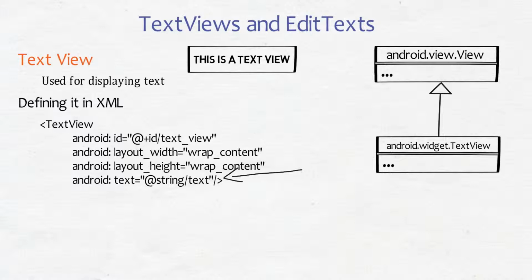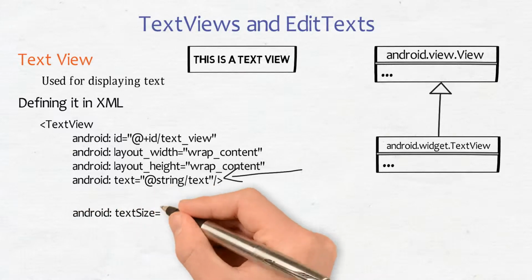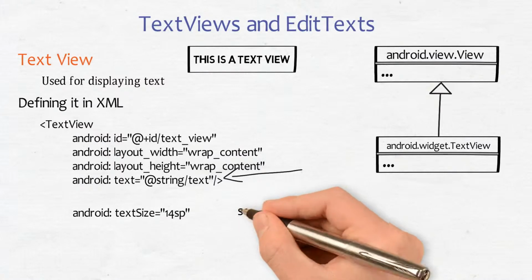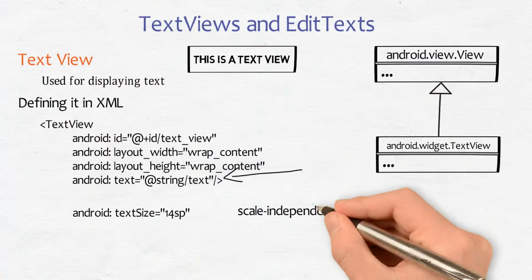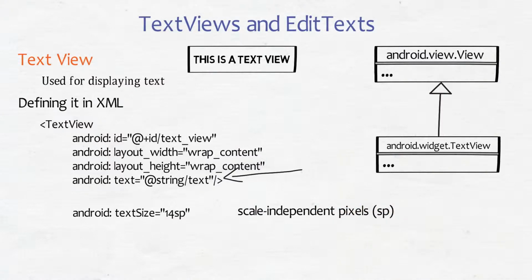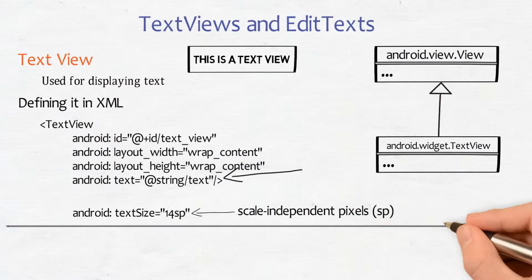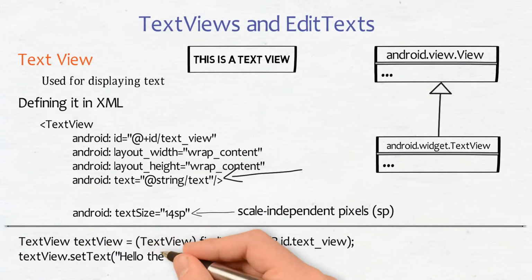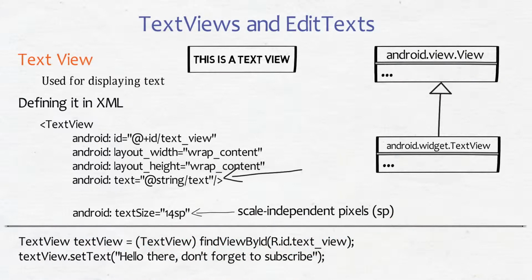The TextView API includes many attributes to control the text view's appearance, such as the text size. To change the text size, you use the android:textSize attribute like this. You specify the text size using scale-independent pixels. Scale-independent pixels take into account whether users want to use large fonts on their devices. A text size of 14 sp will be physically larger on a device configured to use large fonts than on a device configured to use small fonts. You can change the text displayed in your text view using the code like this.